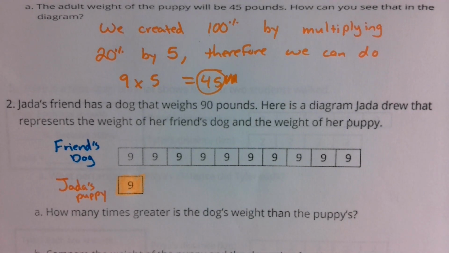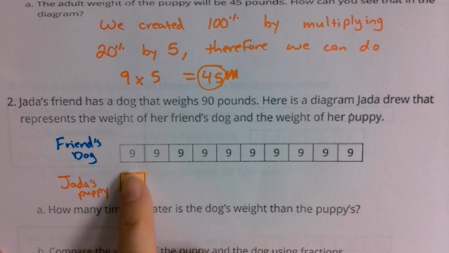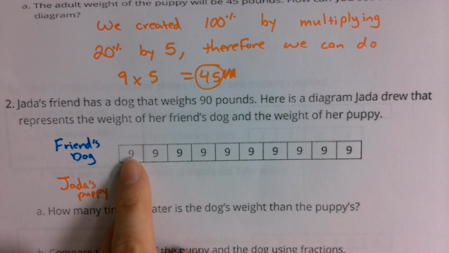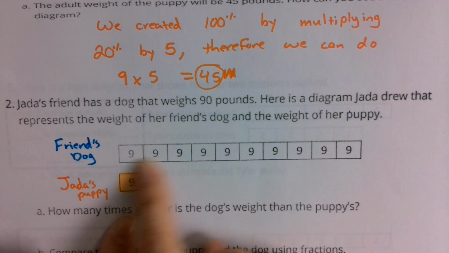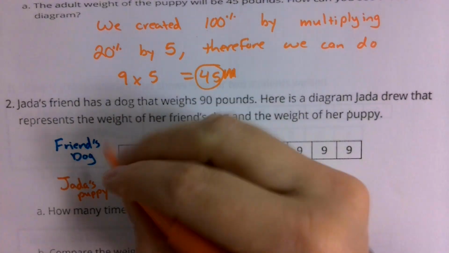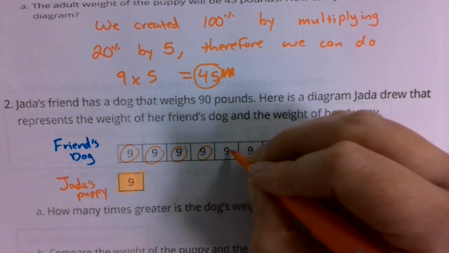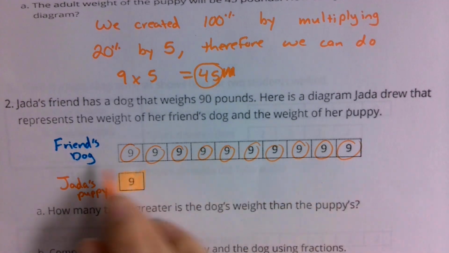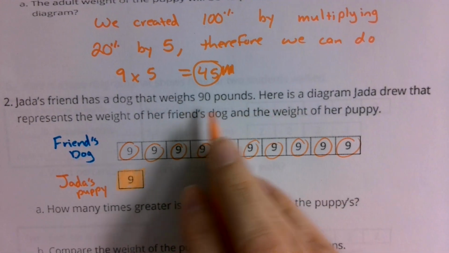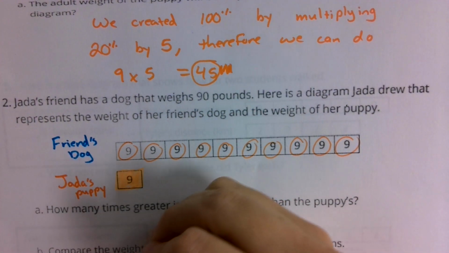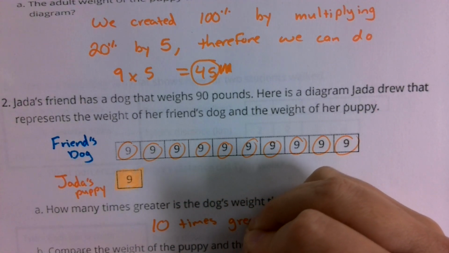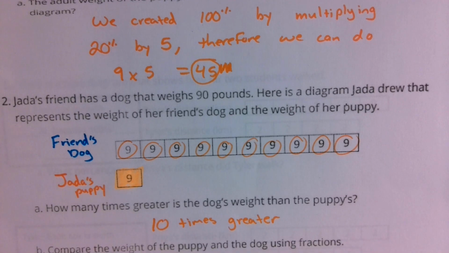Asia. 10 times greater, right? One of Jada's puppy's little tape diagrams can fit inside 10 different times. We've got it 1, 2, 3, 4, 5, 6, 7, 8, 9, 10 different times. If we have those added together, that's going to equal 90 pounds. So it is 10 times greater.